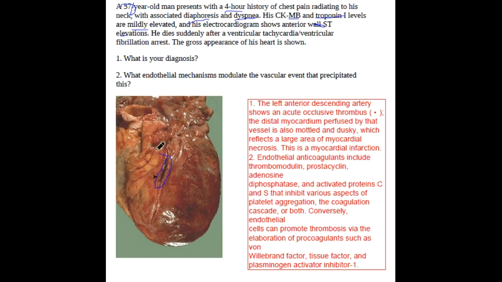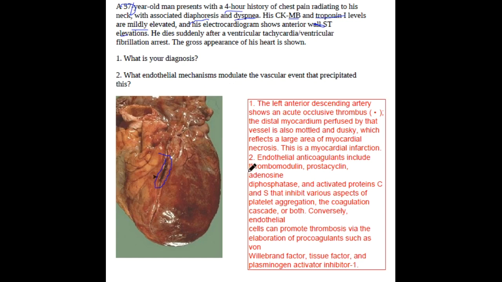some thrombus. Okay, this is the left anterior descending artery. So in the left anterior descending artery there is an acute occlusive thrombus which is seen. What endothelial mechanisms modulate the vascular event that precipitated this?